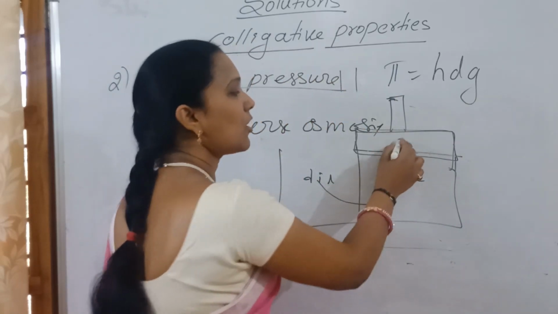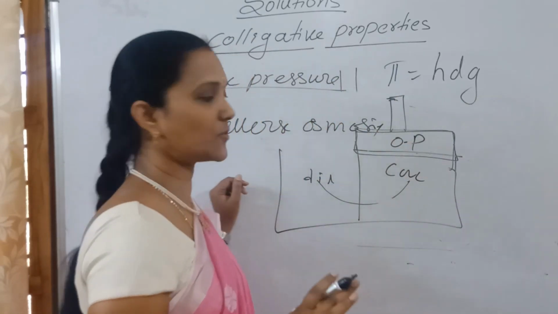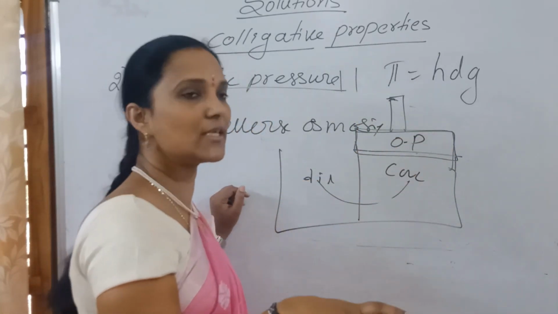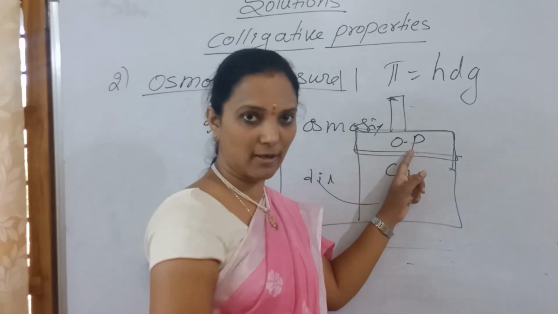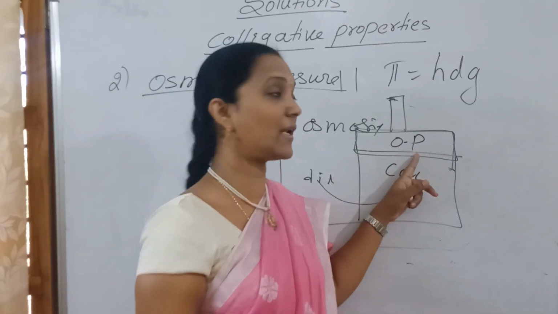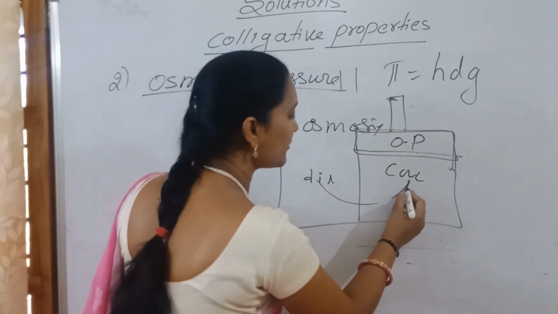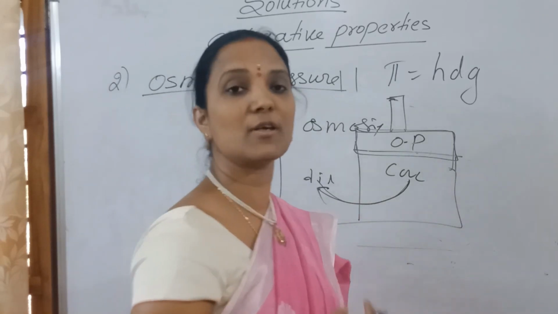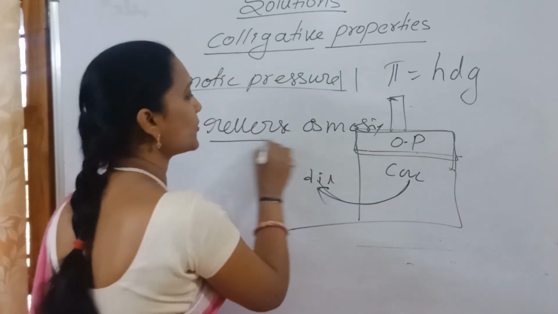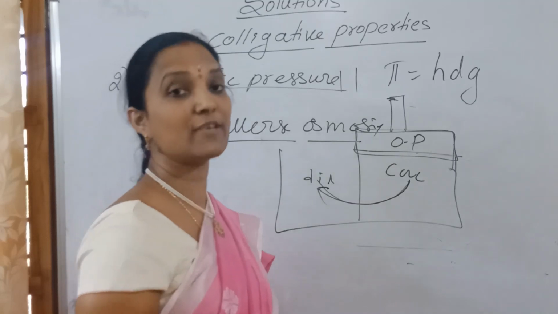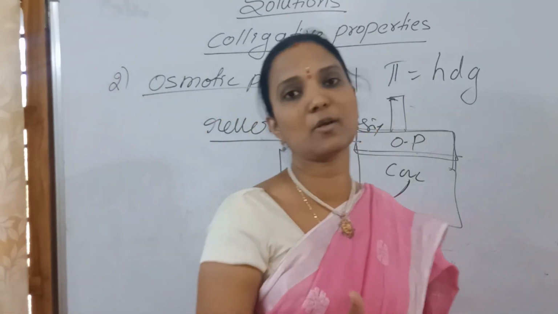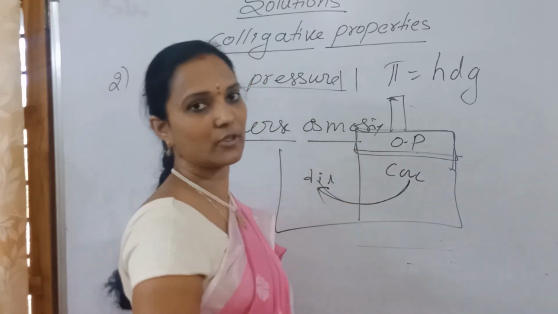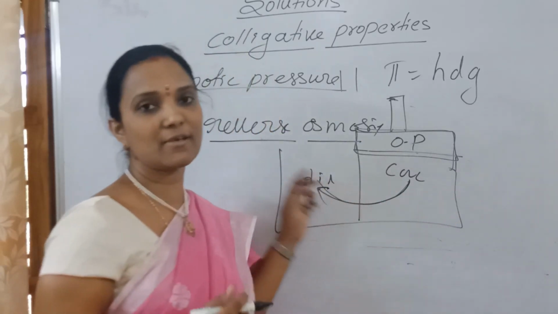Now this pressure is the osmotic pressure. If excess pressure, more than the osmotic pressure, is applied on the concentrated solution, then flow of solvent from concentrated solution to dilute solution takes place. That is nothing but reverse. That process is reverse osmosis. If the external pressure applied is more than the osmotic pressure, then flow of solvent from concentrated to dilute solution takes place.